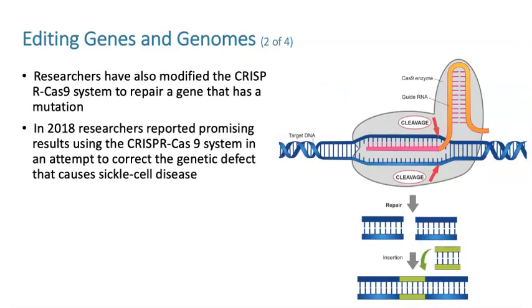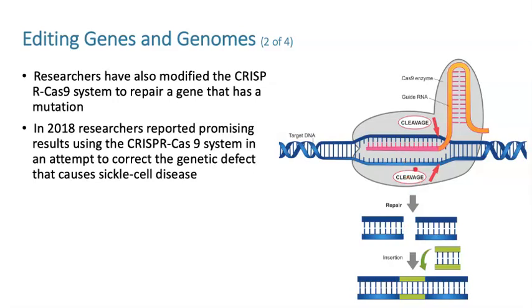Researchers have also been able to modify the CRISPR Cas9 system in order to repair a gene that has a mutation. This is both very powerful and very scary. So we'll talk about how it does it first, and then talk about some of the implications. So remember, we've got our guide RNA, and we've got our Cas9 nuclease, and there's that part of the guide RNA that's complementary to the target gene. And then of course we've got our little scissors area that cuts the DNA.